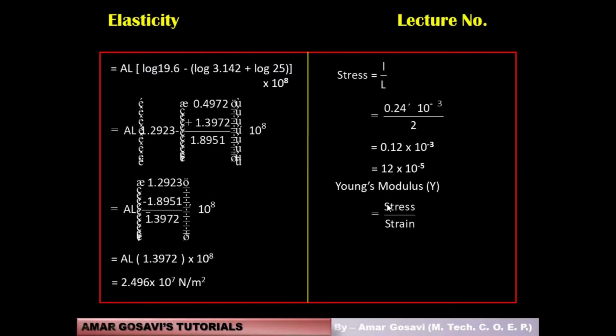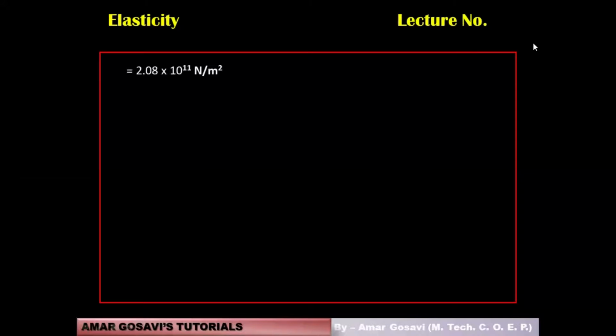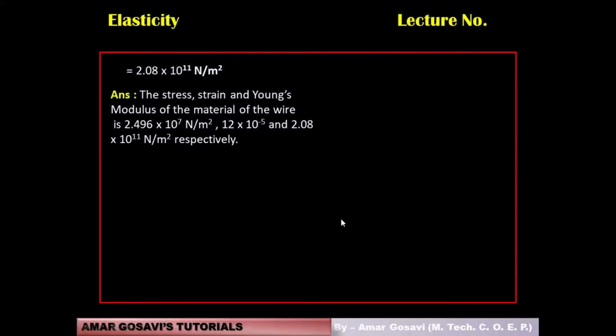Young's modulus Y is stress divided by strain. So whatever stress we have worked out and strain, we will get the value of Young's modulus as 0.208 into 10 raised to 12. Please make a note of it. So the unit for Young's modulus will be Newton per meter square. So let's move ahead towards the next question then.